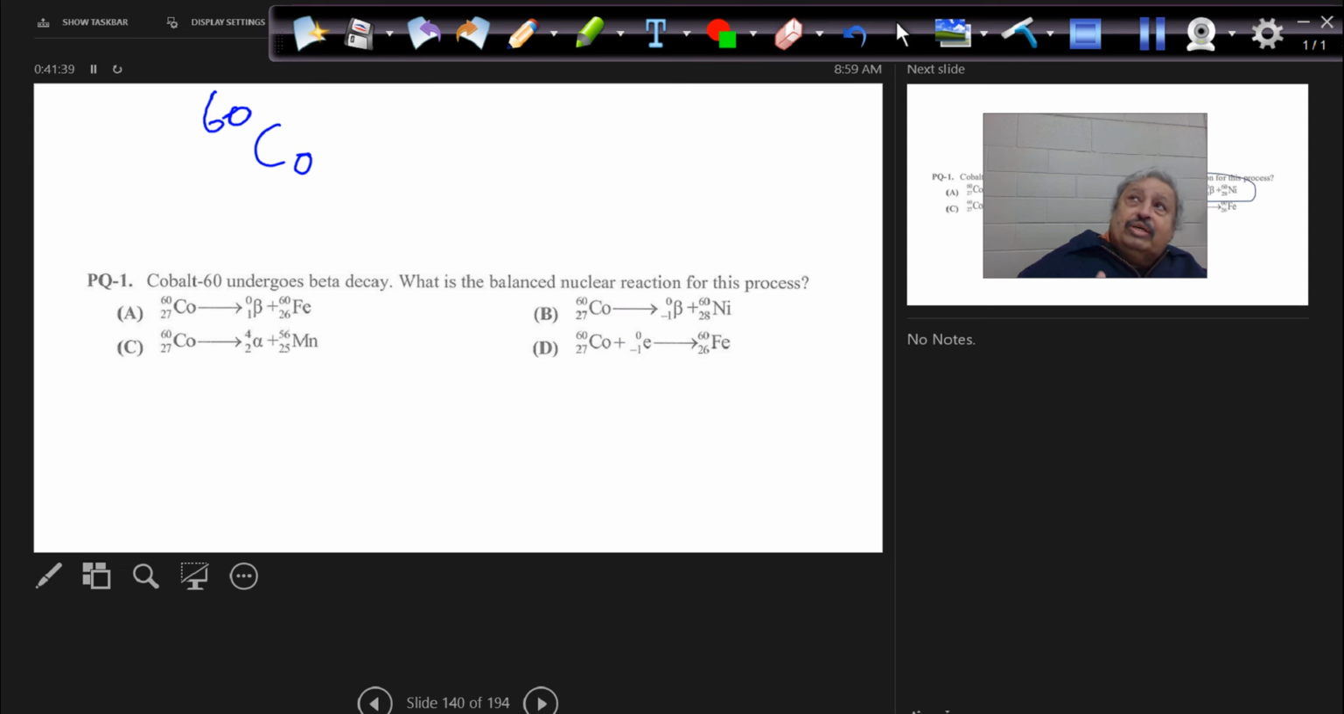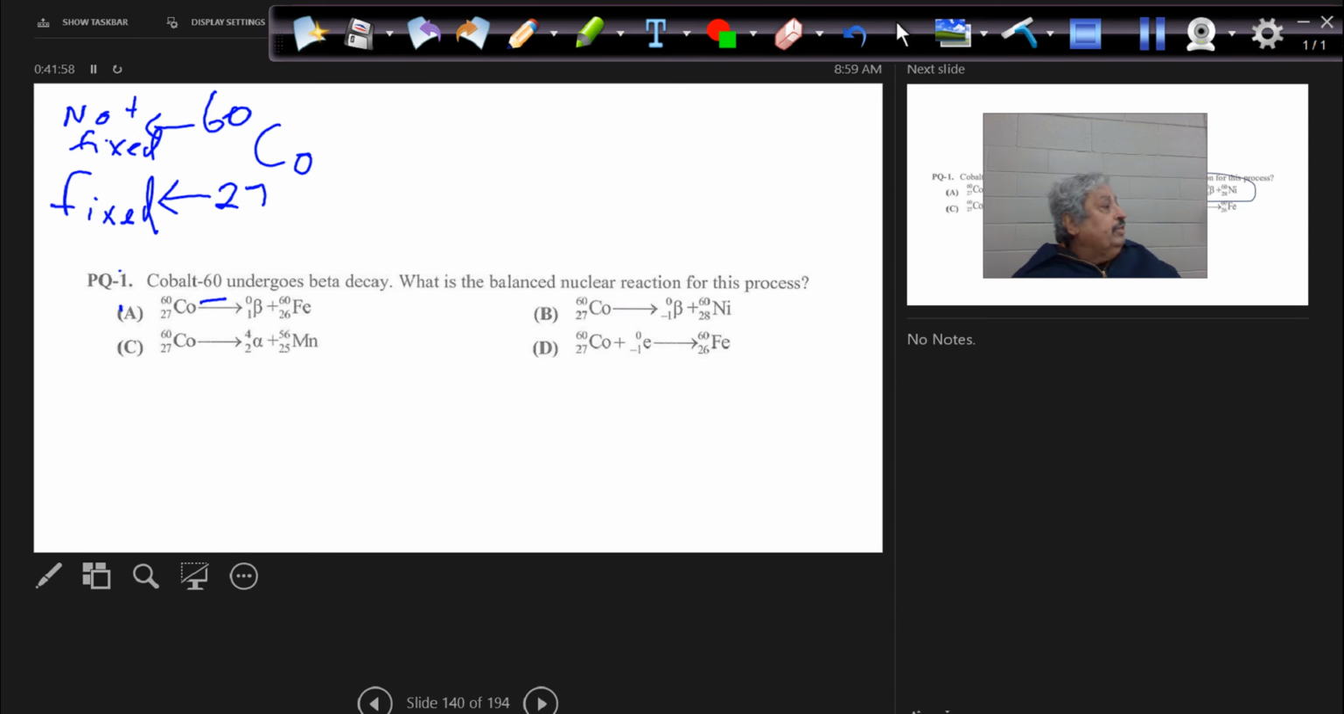So we go and look at cobalt. Cobalt is 27, correct? That's not changing. That's fixed. 27 is fixed. This one is not fixed, because it's the isotope. We are looking just at 60, but it can be 61, can be 59, and so on. Everybody's following? So 60 and 27, and it goes beta.